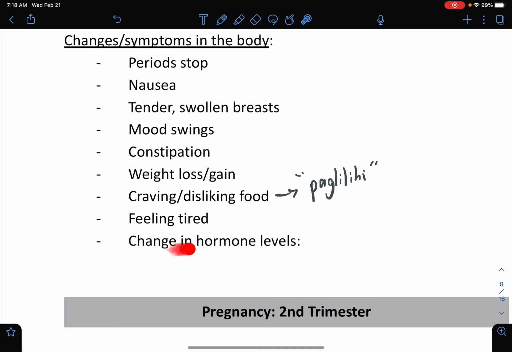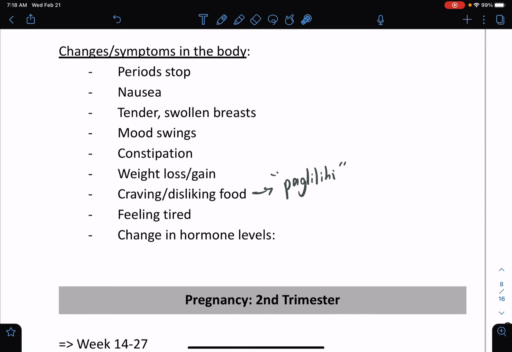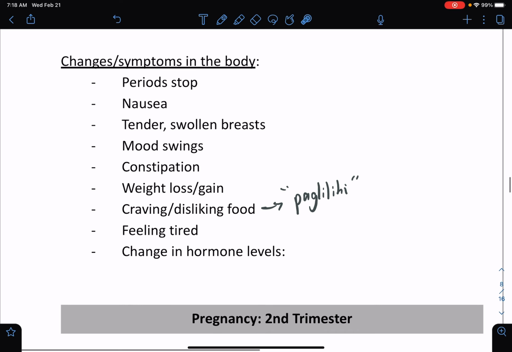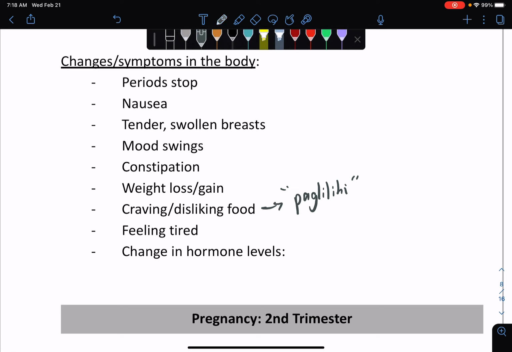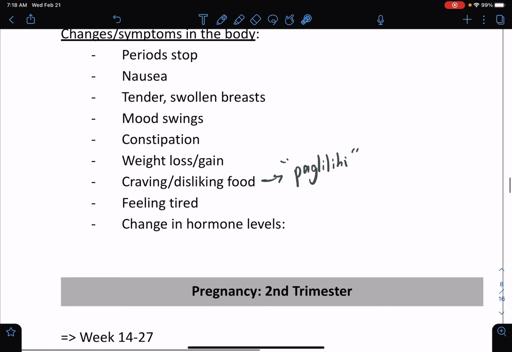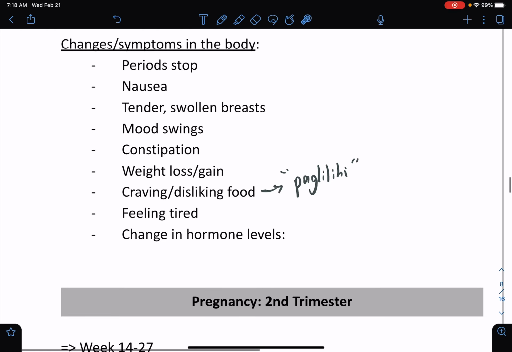So one last is change in hormone levels. So that's also an important symptom. And one hormone in particular is estrogen, I believe, and progesterone. Either of the two, I'm just not sure which one specifically, is responsible for stimulating the mammary glands to produce prolactin. Wait, no. Maybe prolactin is the hormone, and what it stimulates is the production of breast milk.